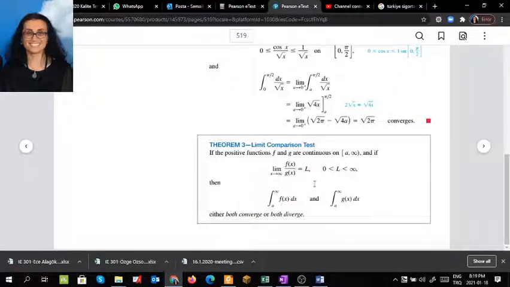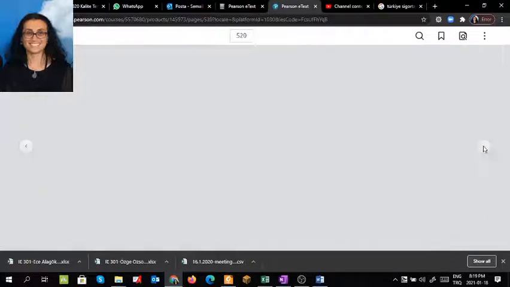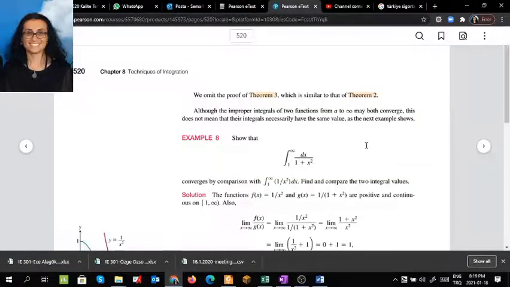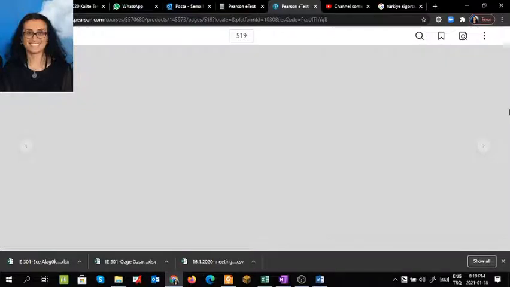Limit comparison test. If you have two functions that are continuous on an interval, then we take the limit of the two as x approaches infinity, and if this limit L is finite, then these two integrals either both converge or both diverge. Let me go back to it.